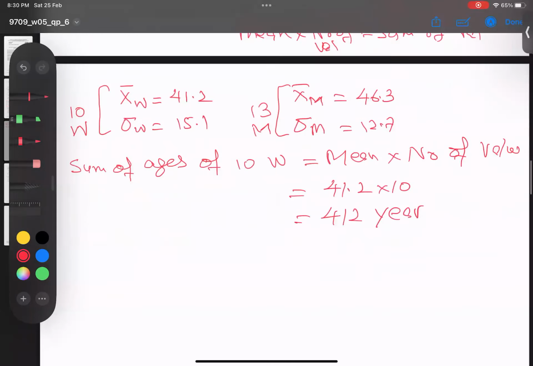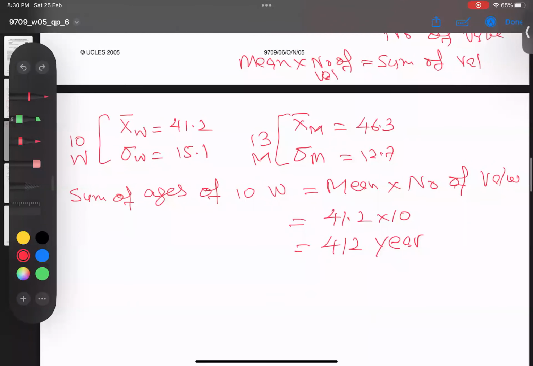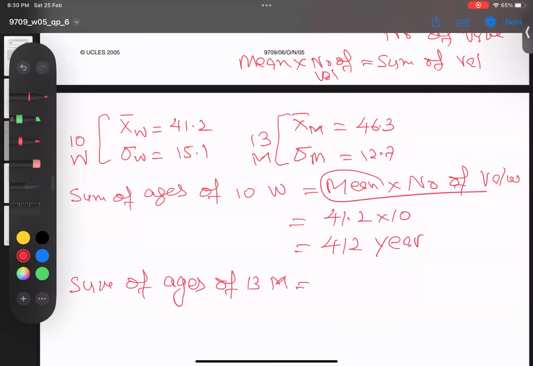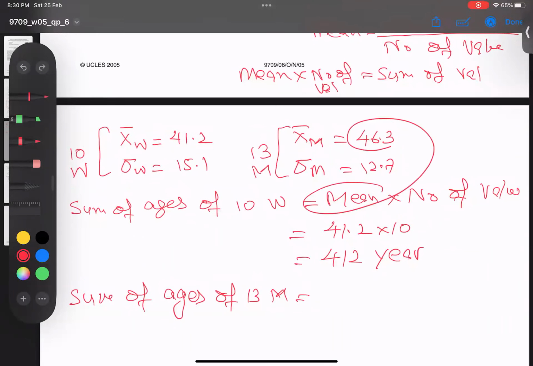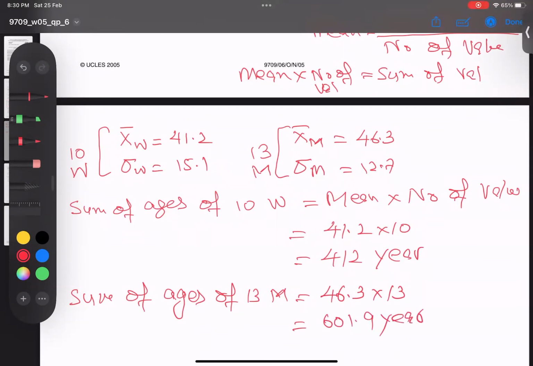The same story I apply to the men. The sum of the ages of the 13 men together is the mean multiplied by the number of values. The mean of the 13 men is 46.3, times 13, and I get 601.9 years.